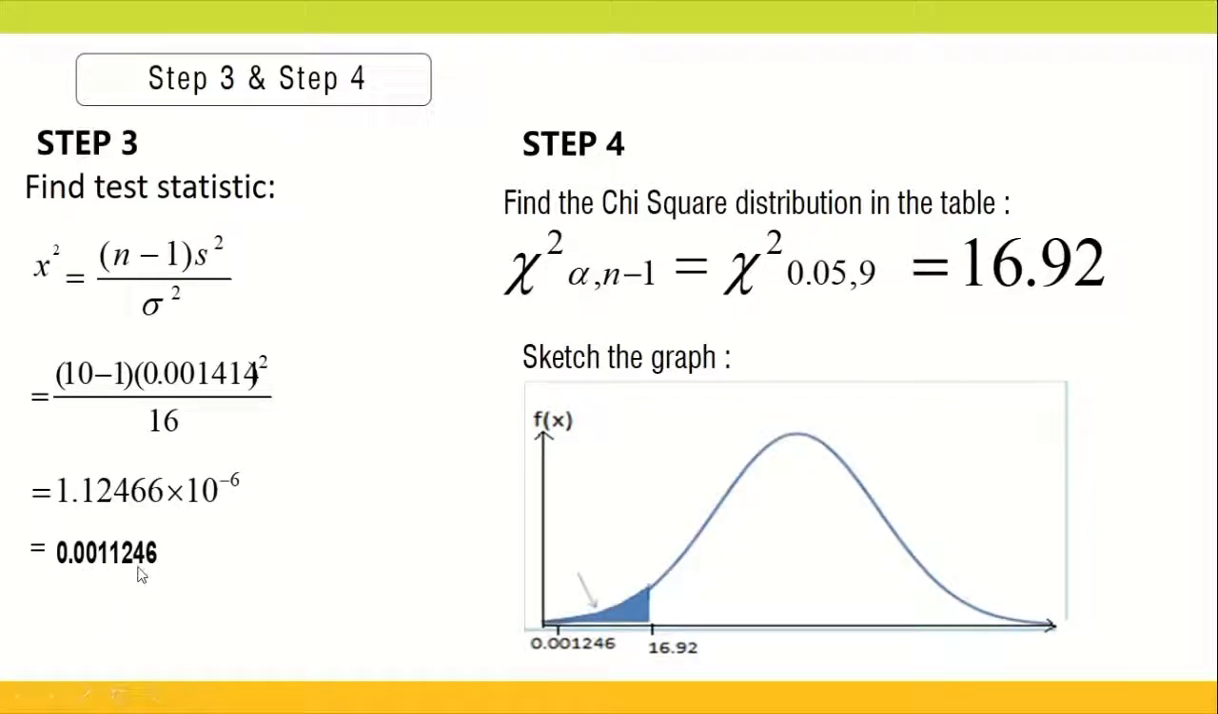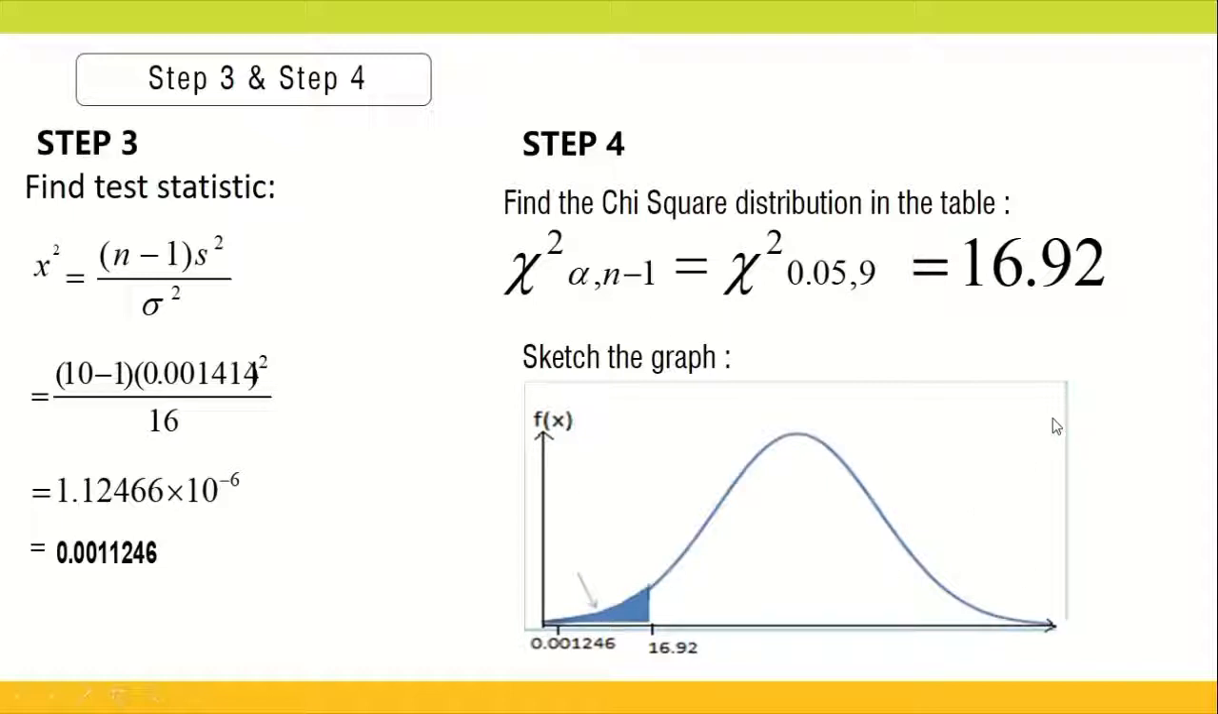After that, step number 4, find the chi-square distribution value in the table using this formula. As we know, alpha is 0.05 and n minus 1 is equal to 9. And based on the table, we got 16.92. So this is the graph.